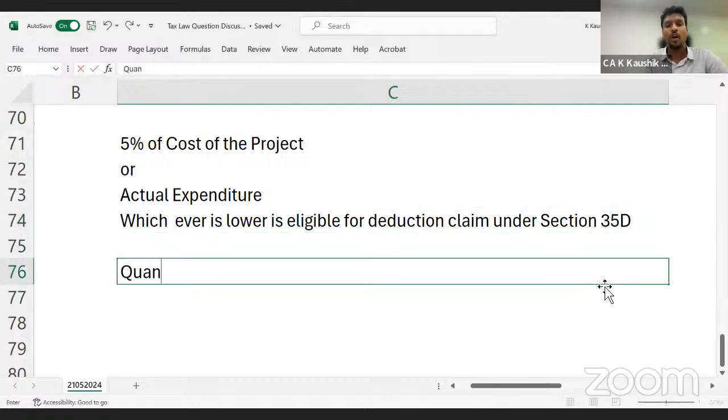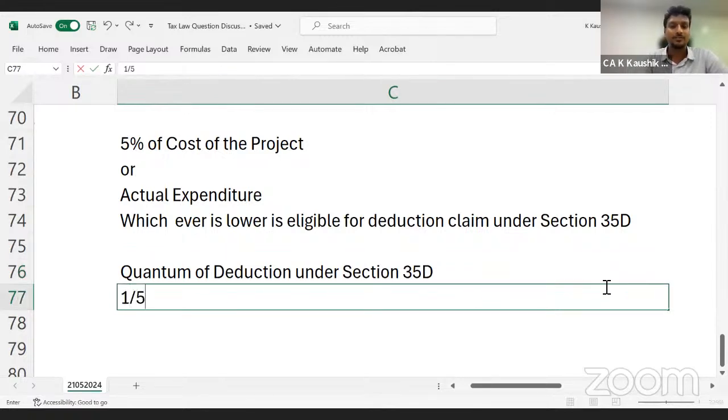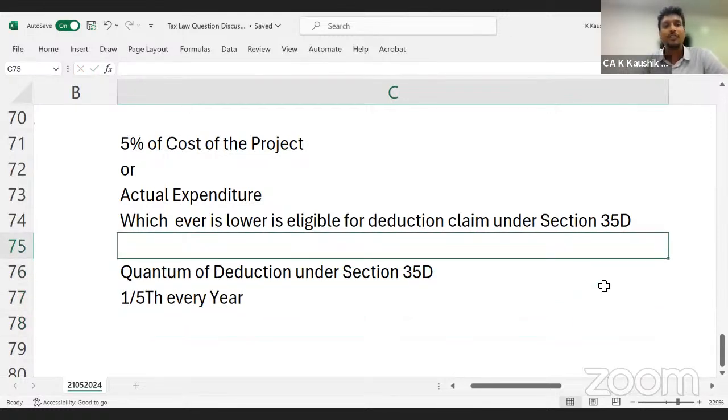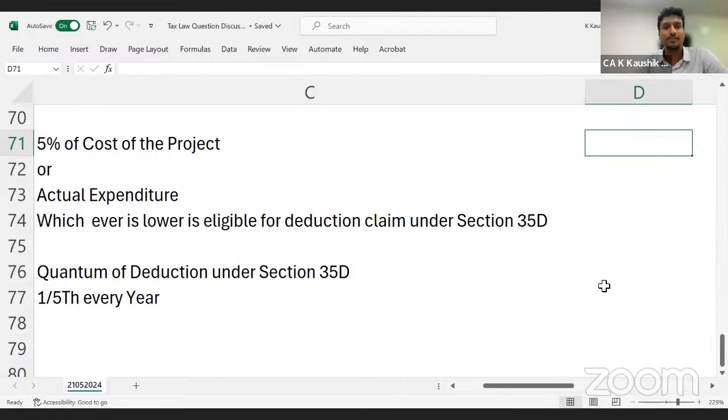But the quantum of deduction under section 35D shall be 1/5 every year. This is very important. Now, if you calculate part 1 and leave it there, it is not going to help anybody. Okay. So 5% of the cost of the project. What is the cost of the project? 40 lakhs. 40 lakhs into 5% is 2 lakhs.